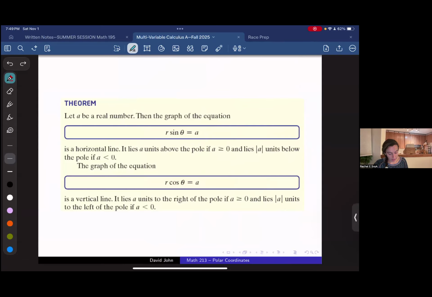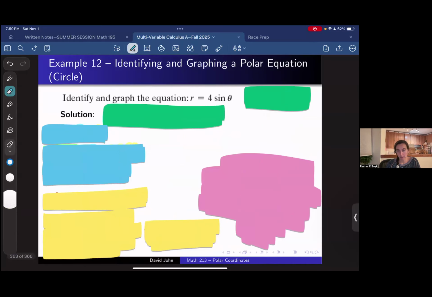So this is just telling us whenever you have r sine theta is equal to some numerical value, we're going to be dealing with y is equal to some numerical value. So we have a nice horizontal line that's taking place. Whereas when we're dealing with r cosine theta is equal to some numerical value, then we have x is equal to some numerical value, so a nice straightforward vertical line is taking place. I believe we only have 2 more examples.